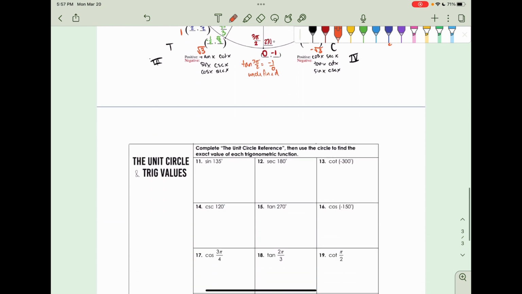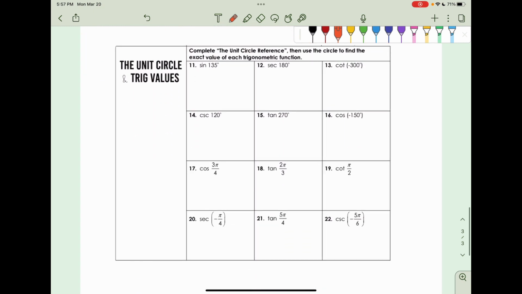So I'm going to leave these last problems to you as an exercise, and the answers will be posted. So please check those out.